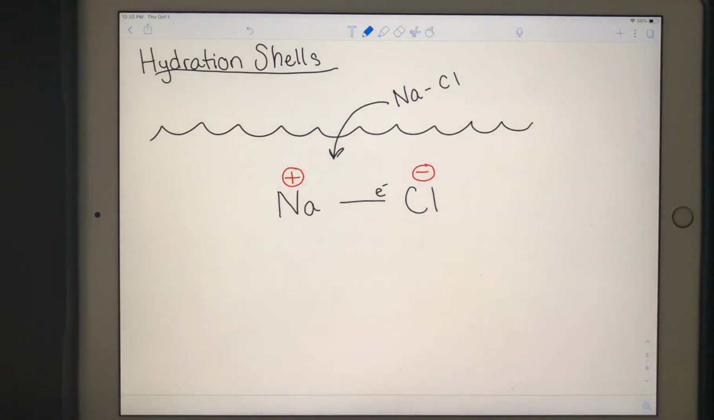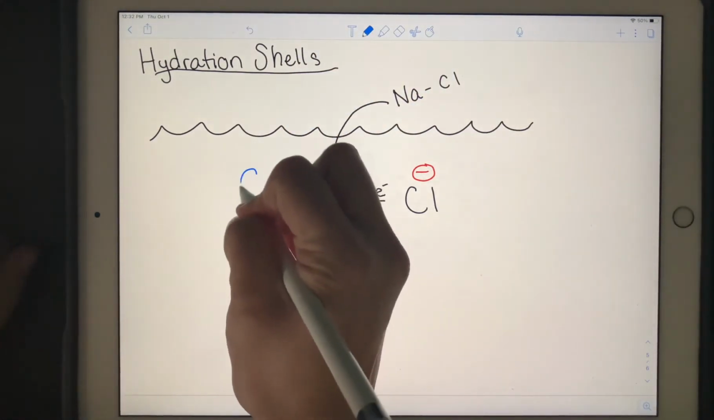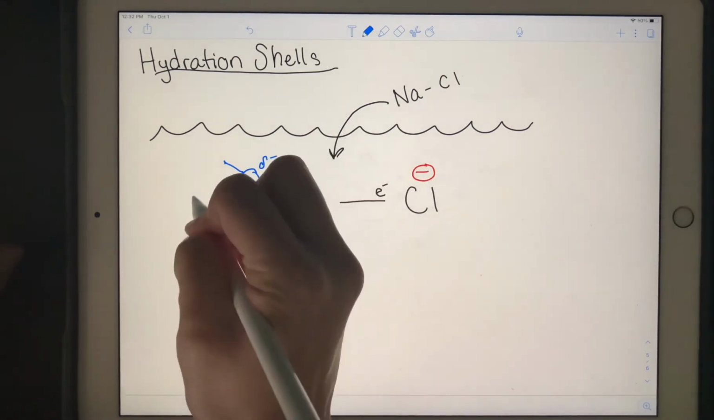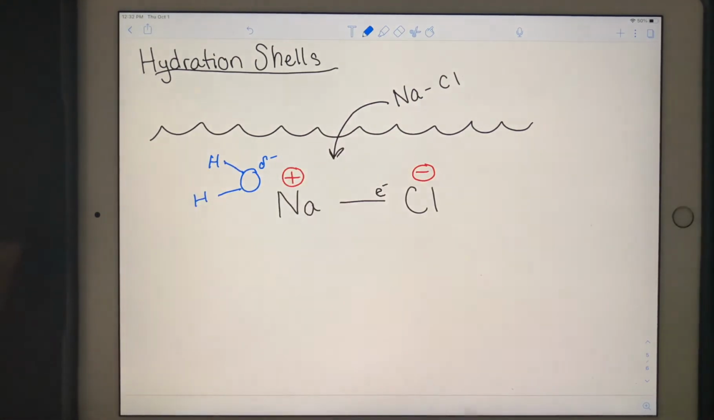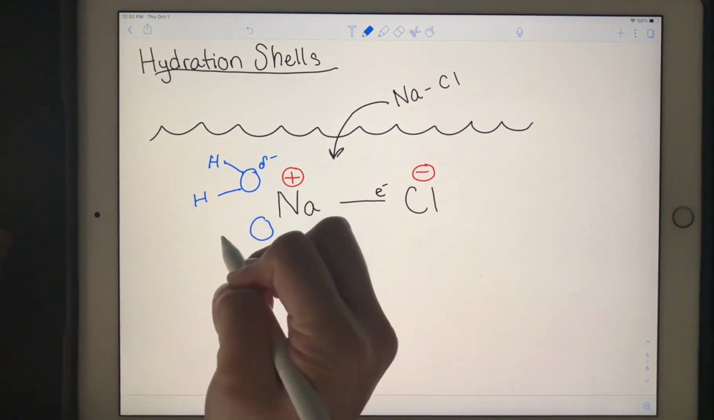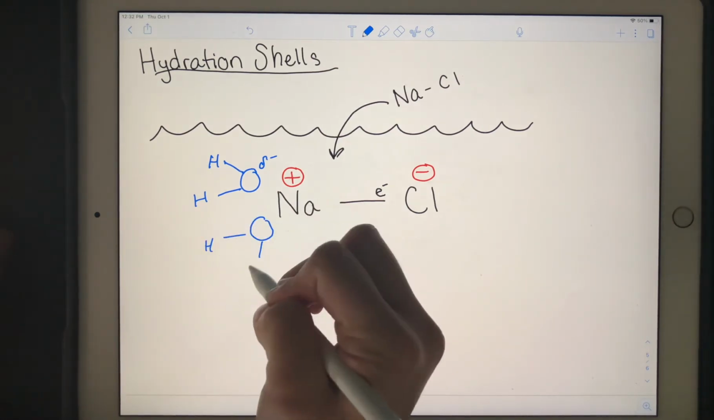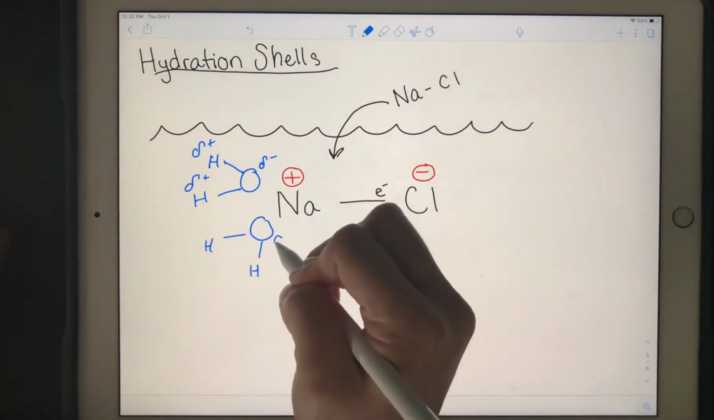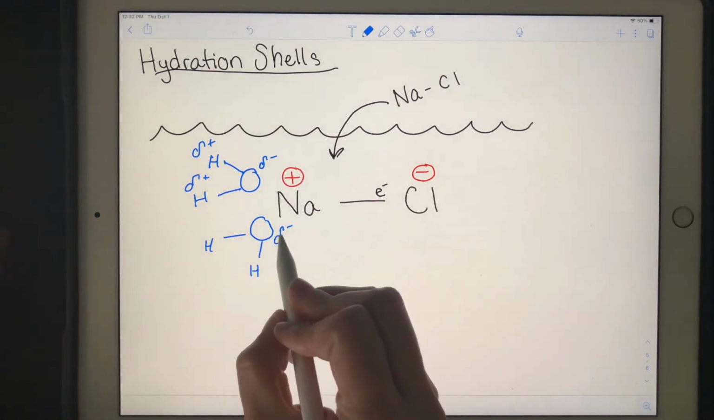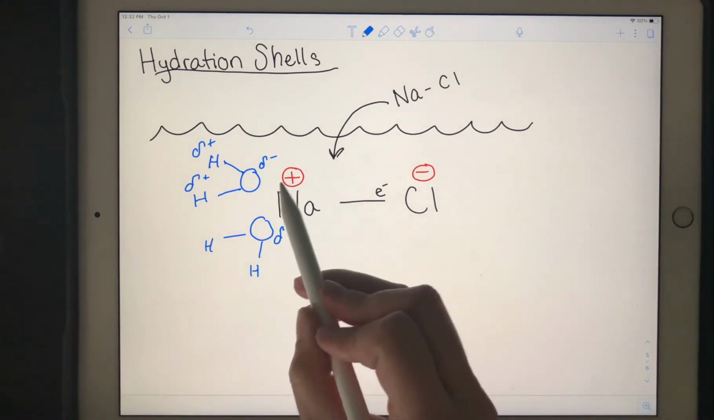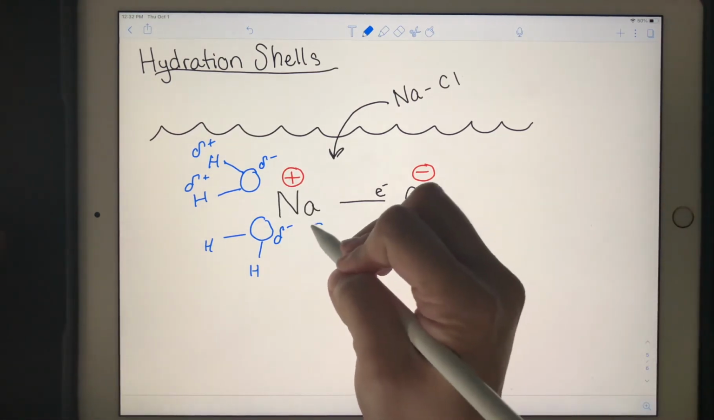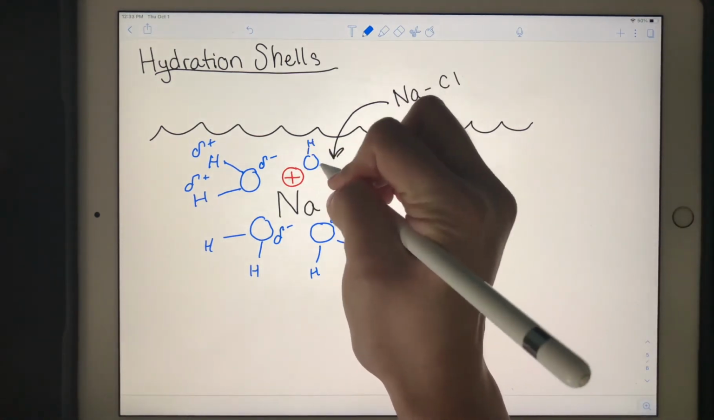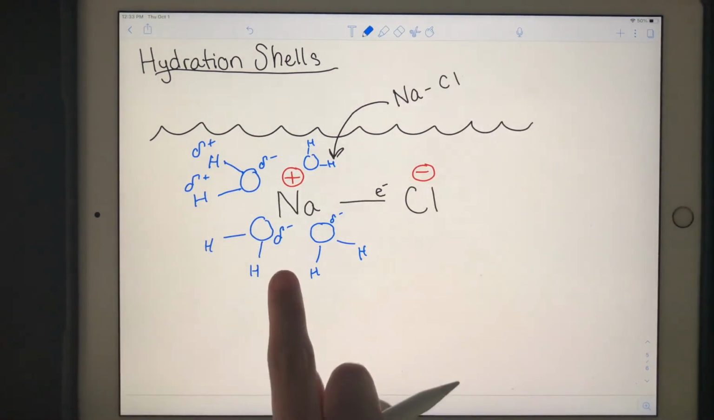So I'm going to draw in some water molecules around the sodium. And because there's a negative dipole on the oxygens, they're going to want to stay very close to that sodium. So our positive dipoles are all over here. But what we care about is this oxygen, this negative dipole being attracted to the positive charge that's on this sodium. It's starting to surround this sodium.